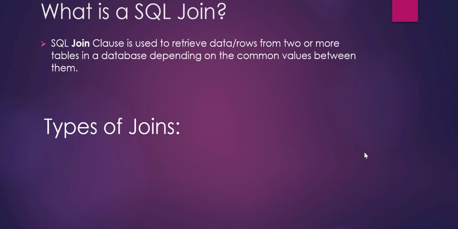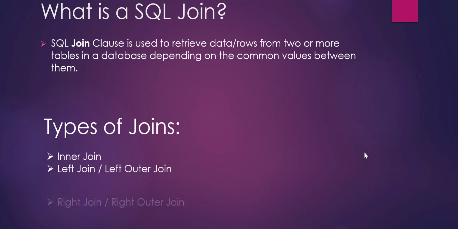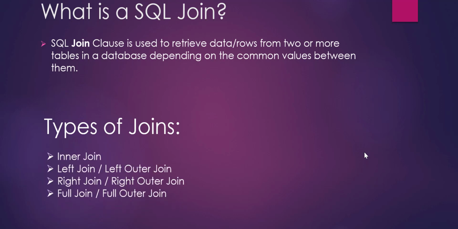There are four different types of joins: inner join, left join, right join and full join. And let's discuss each and every join in brief.